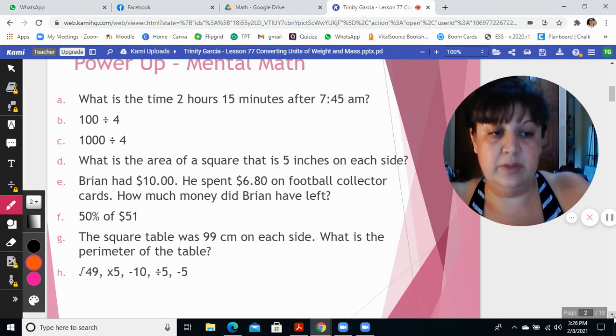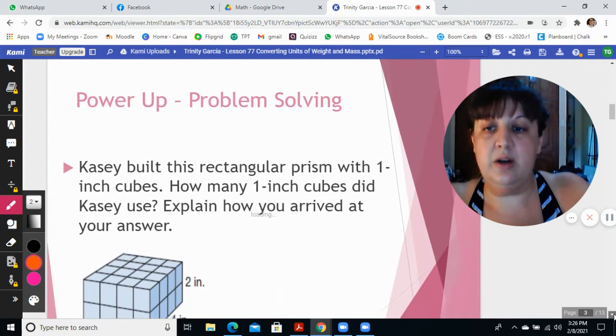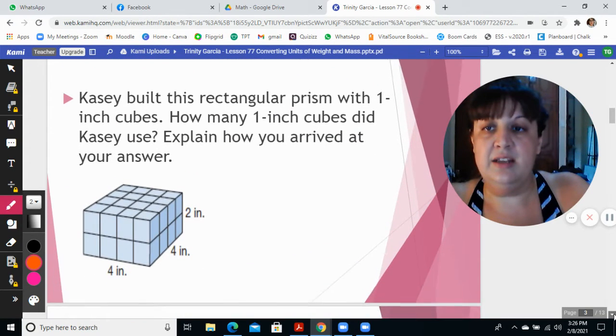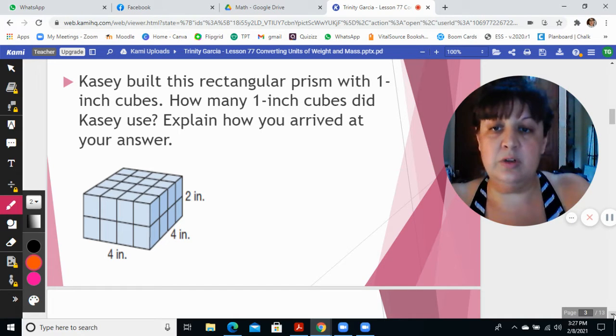All right. When you're finished, go ahead and keep on moving. We're going to go down here to our problem solving. Casey built this rectangular prism with 1-inch cubes. How many 1-inch cubes did Casey use? Explain how you arrived at your answer. You need to do some work here to figure out how many 1-inch cubes Casey used.